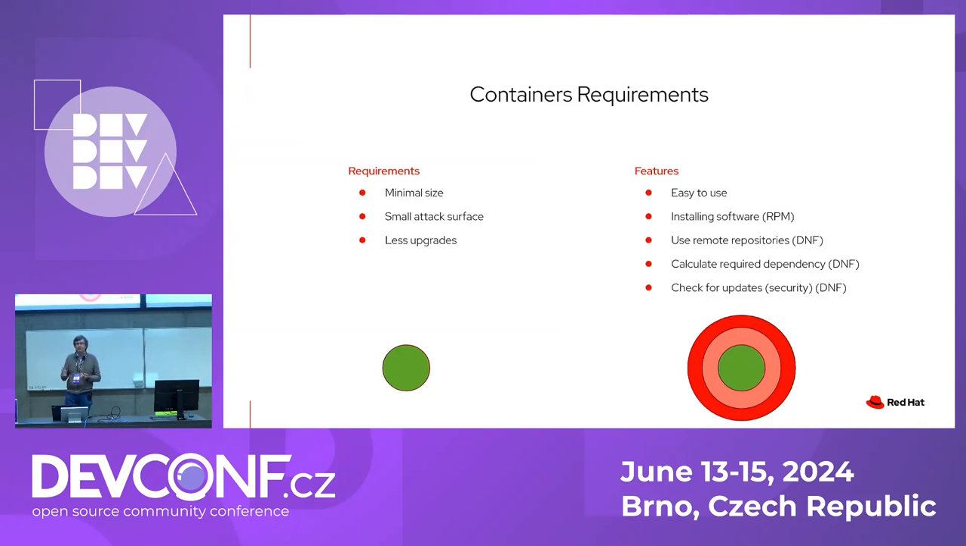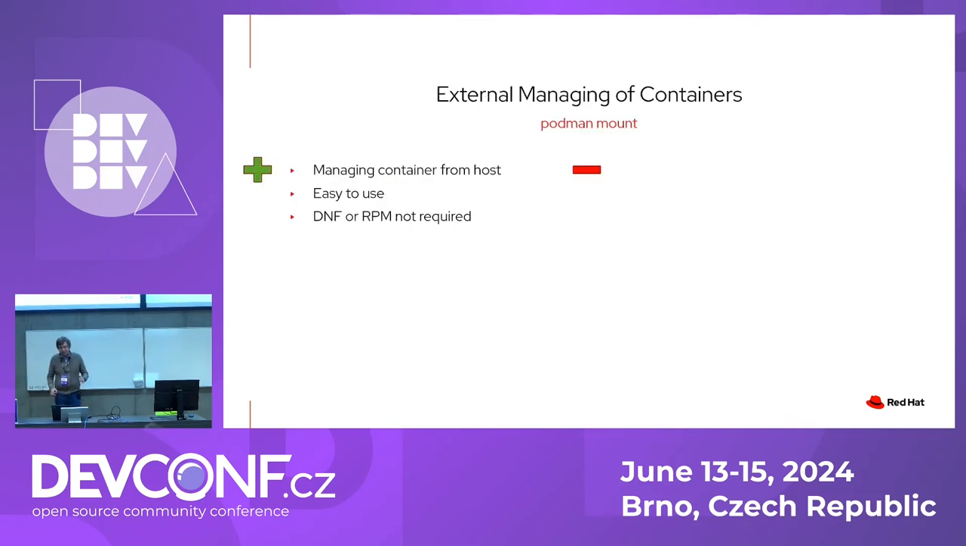After a certain point, some of the functionality is not needed, and then maybe you can do something about that. If we want to remove some of the functionality, what about moving that functionality outside? It means for software management, let's handle software management externally. One of the options would be to use the podman mount command. It's pretty easy to use. It does not need DNF and RPM inside the container. You manage everything outside from the host.